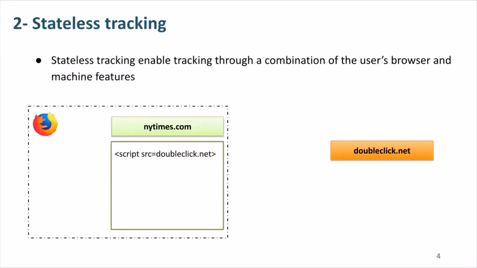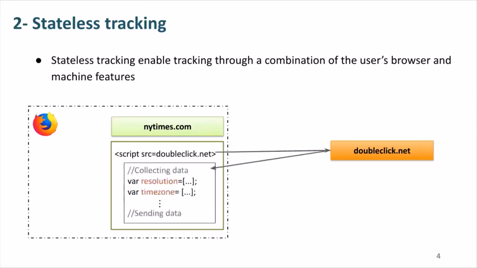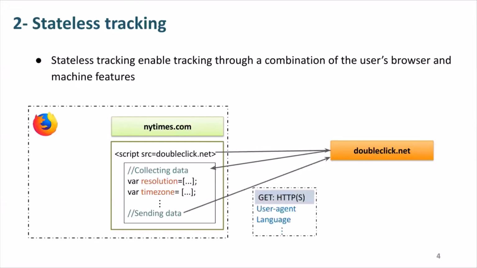Stateless tracking, or what is commonly known as fingerprinting, allows tracking using browser and machine features. This time, let's assume that New York Times includes a fingerprinting script from DoubleClick. The script accesses a number of the user's browser and machine features such as time zone and resolution, then sends back the data to DoubleClick. Along with the request, DoubleClick receives additional features referred to as passive features that are automatically attached to the request, such as user agent.